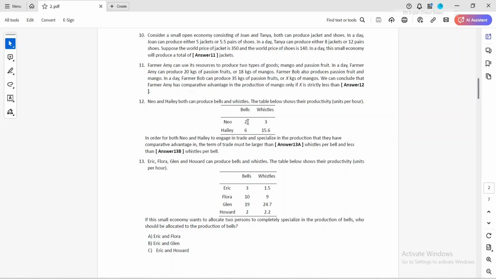You are given a table of units per hour. In order for both Neo and Haley to engage in the trade and specialize in the production, the terms of trade must be larger than... So now you are asked to calculate the terms of trade per bale. Okay, so here you can see whistles per bale. So you need to find out the opportunity cost of producing bale for both of them.